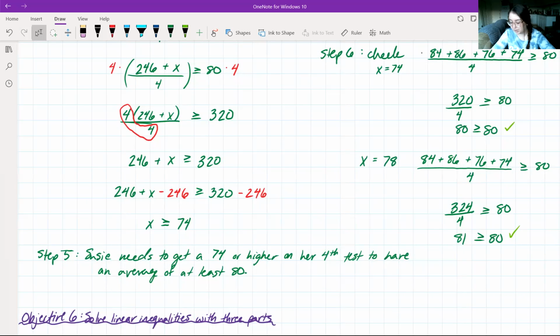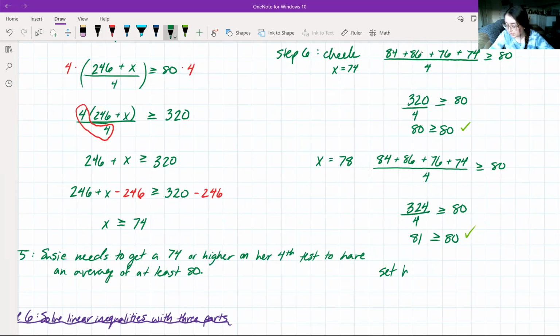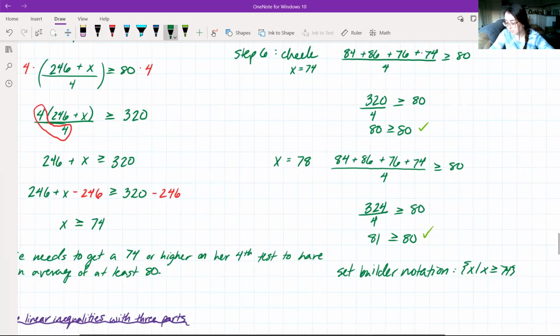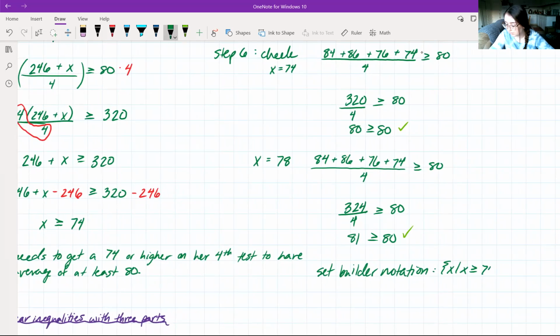Writing this in our set builder notation and our interval notation gives us x, where x has to be greater than or equal to 74. And for our interval notation, we want 74 included, so our square bracket, 74 to infinity.